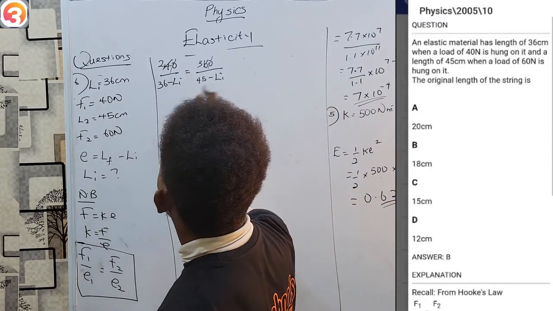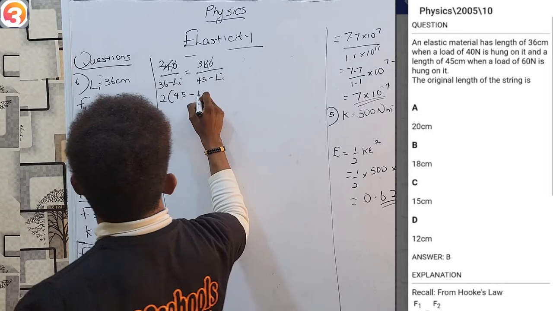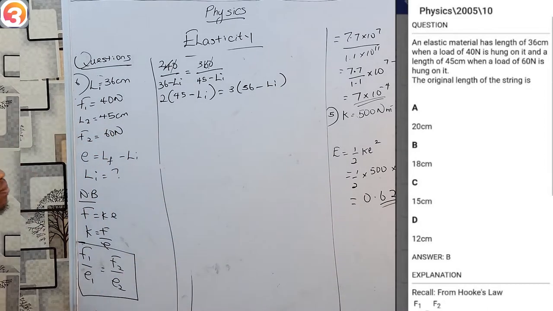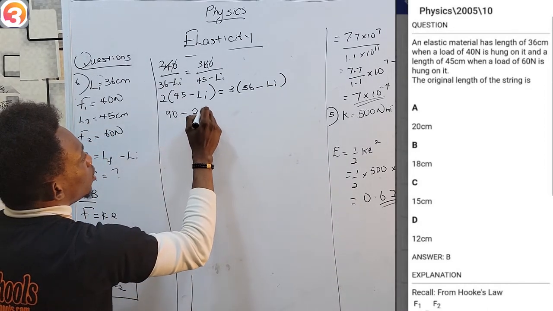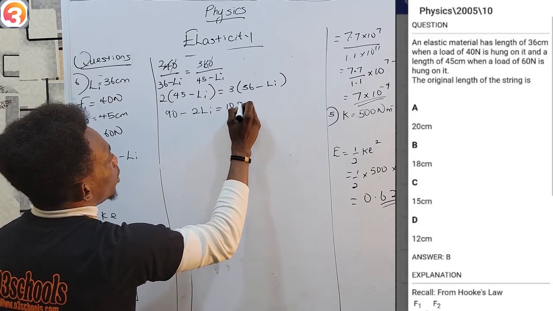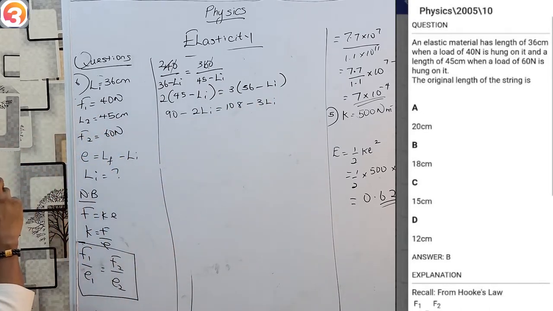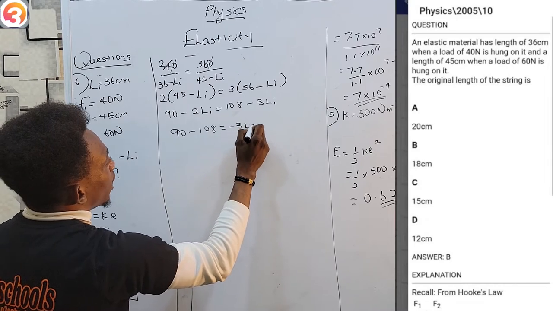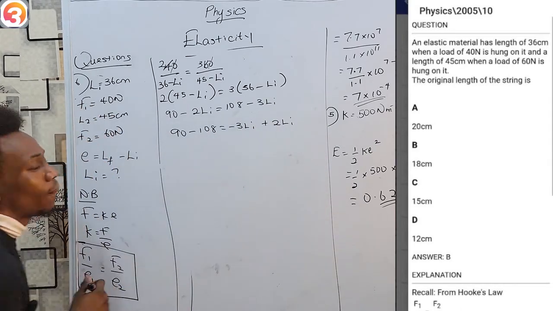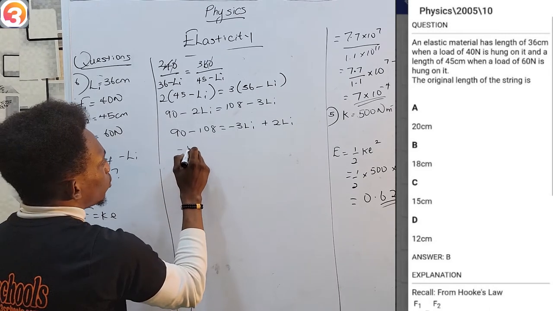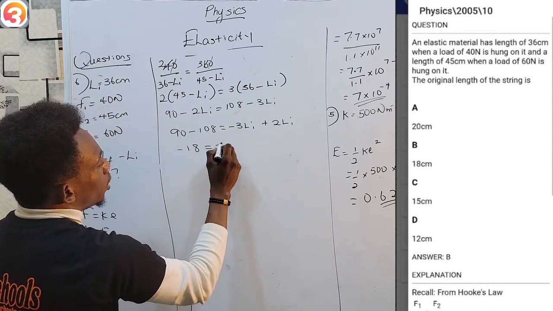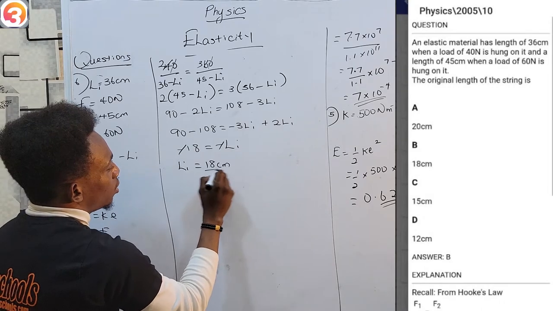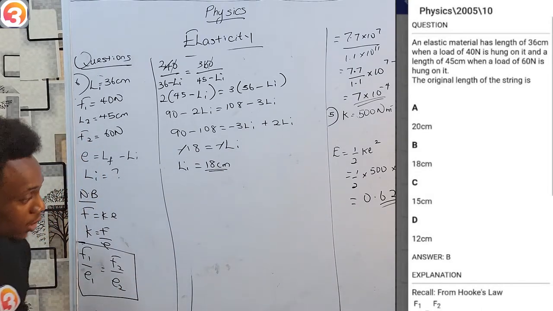So, let's multiply. 2 × (45 − Li) will equal 3 × (36 − Li). 2 × 45 is 90. This is 2 Li. 3 × 36 is 108. This is 3 Li. Clear to everyone? 90 − 108 = −3 Li + 2 Li. 90 − 108 is −18. −3 + 2 is −Li. Minus cancels minus. Li must be equal to 18 centimeters. So the initial length is 18 centimeters.